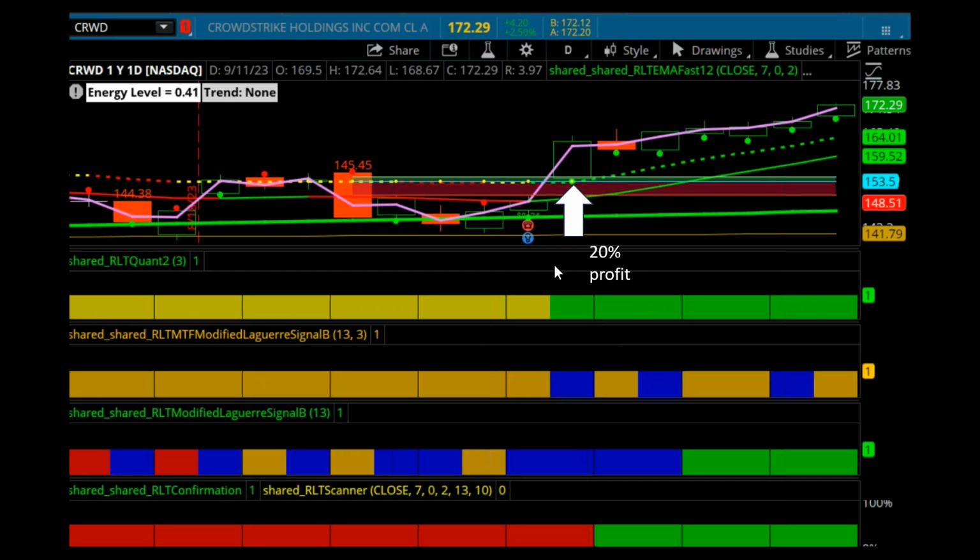This was Crowd. This was another nice 20% gain. And again, we had some switching colors, so we took it right here on blue, went back to yellow, so we had to watch it, but it was still bullish to us, and we stayed in this thing and took a 20% profit on that. So that worked out nicely.